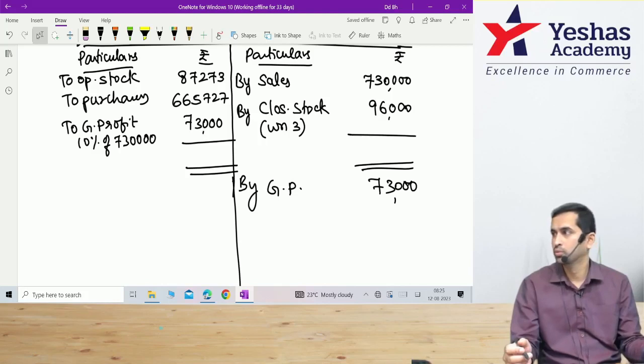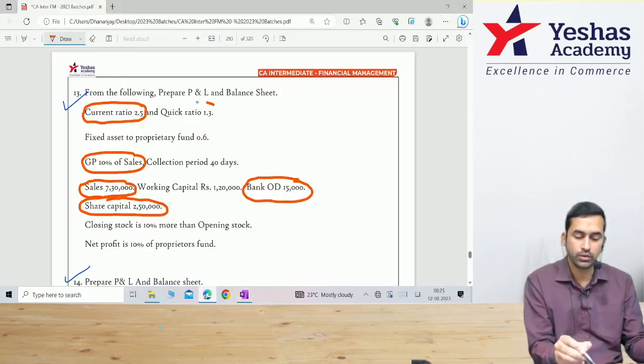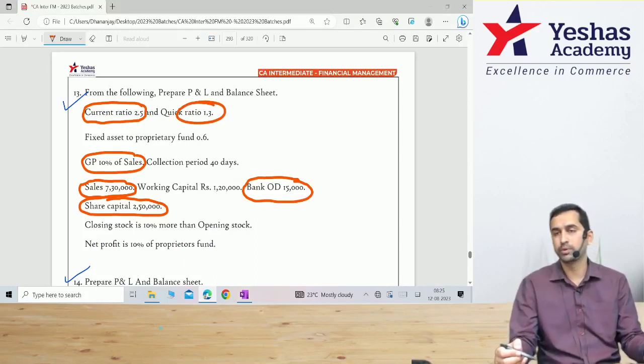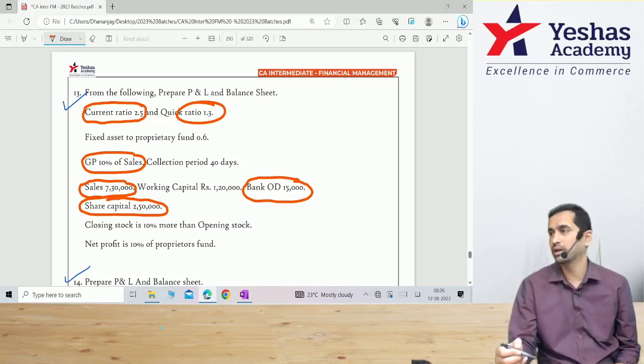Good, let's continue and go back to the question. Current ratio is done, quick ratio is also done. After this comes fixed asset to proprietor fund. This is a very important discussion, so please listen for 5 minutes. Once you get this from here, you can complete the answer.